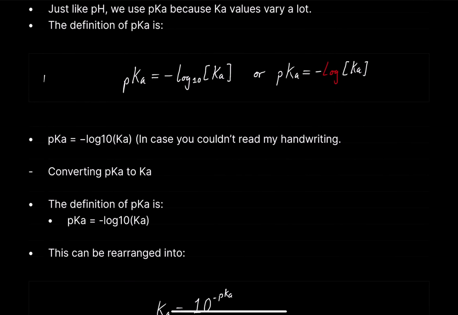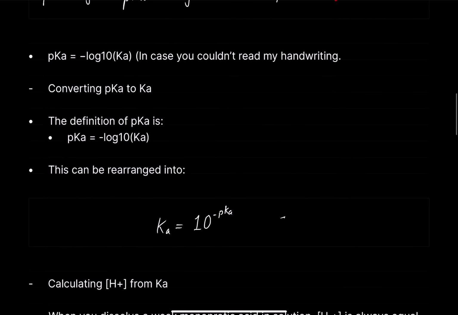So pH is equal to minus log base 10 of our H plus concentration. And to work out the H plus concentration, it is equal to 10 to the power of minus your pH. See the similarities? Now, there are instances where pH is also just equal to your pKa.